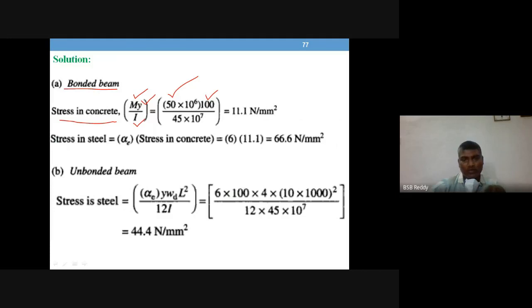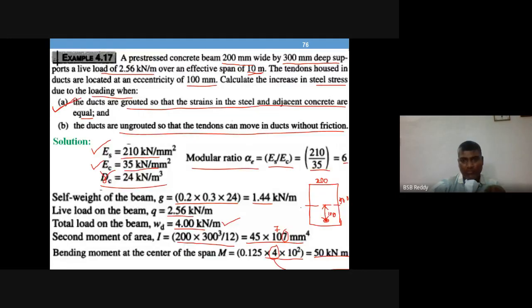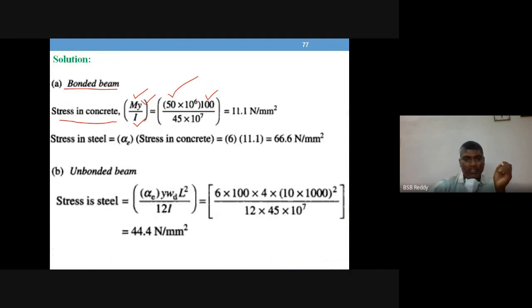Right. Don't go for putting the y value as 150. We are not calculating stress at the bottom fiber. That is a different case. When you want to calculate the resultant stress in the cross section of the concrete, then we will be substituting the top and bottom fibers. Now we are calculating stresses in steel, so that's why we want stress in concrete where steel is there, right? So 100 mm is the distance, and I value 45 into 10 power 7 is giving you 11.1 Newton per mm square as the stress in concrete.